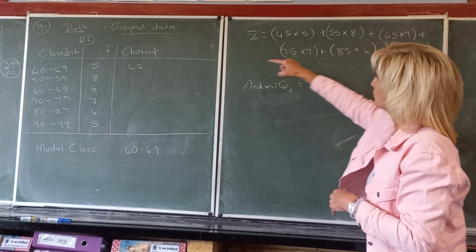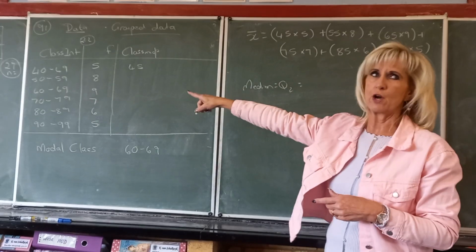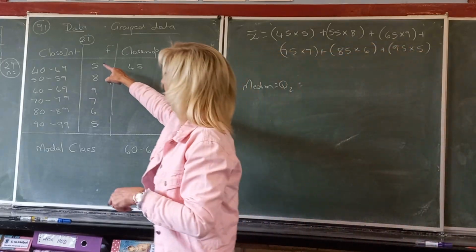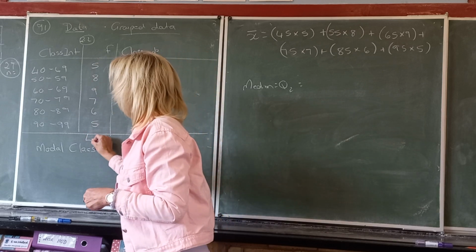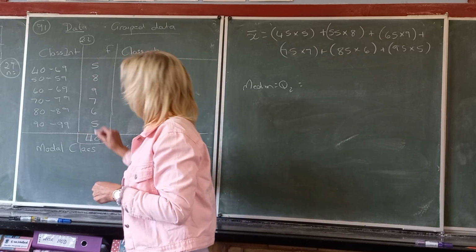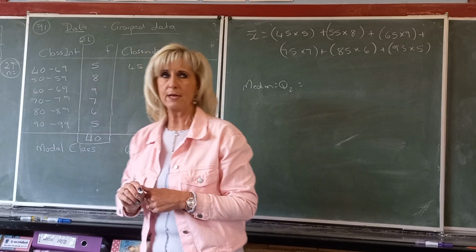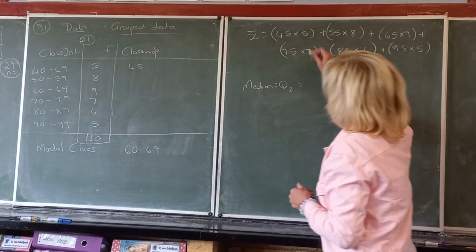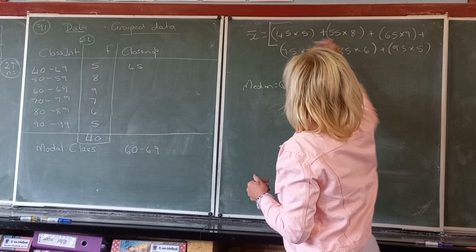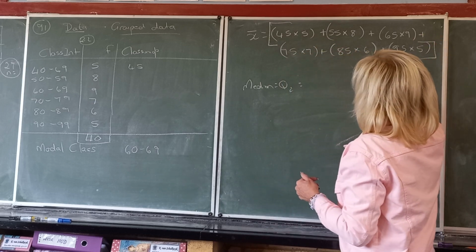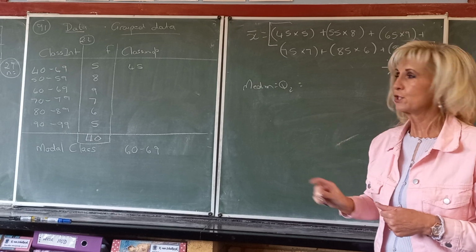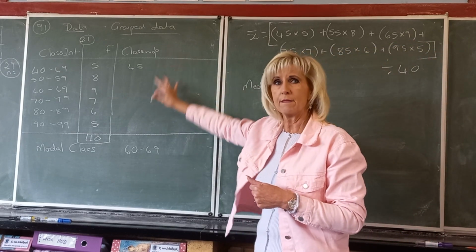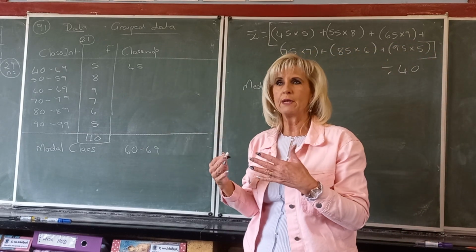And then I need to divide. What is the amount of kids that are in my class? 40. Are there 40? So if you add them all together, they give me 40. So you're going to take this whole thing, big bracket, and say divided by 40. Then you'll get your average. If you wanted to do it this way, it would have been fine.